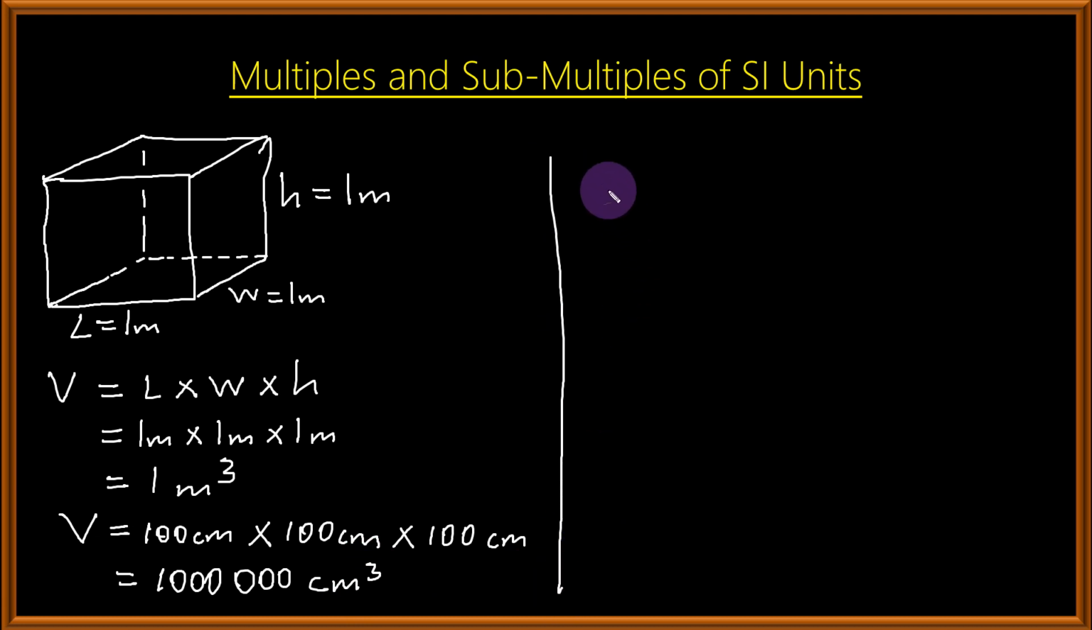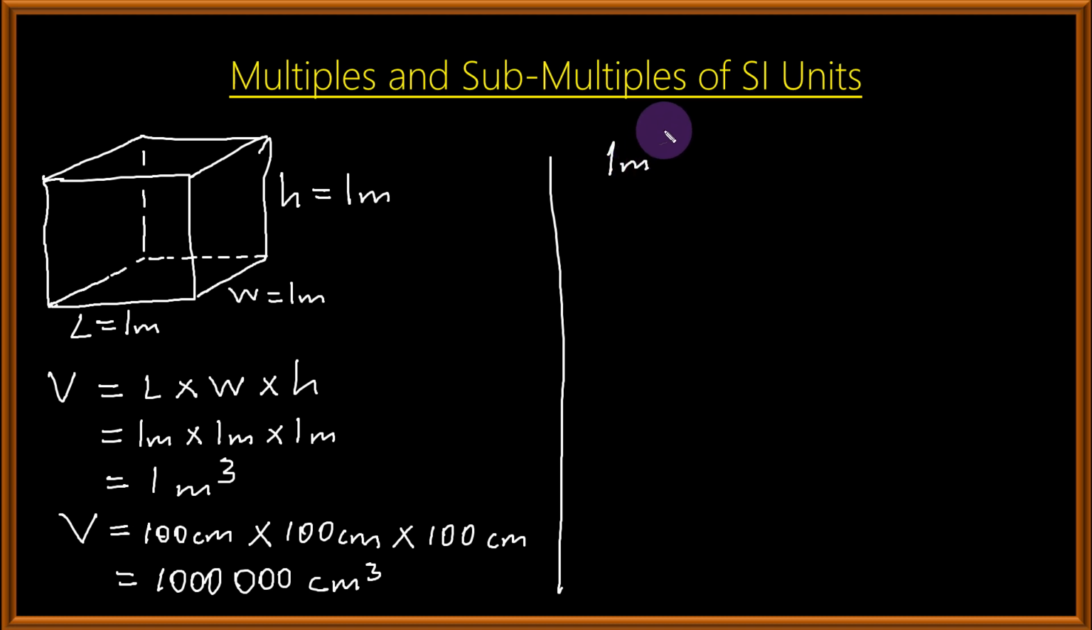Now at this point, I think you know what I want to do next. I have worked out the volume of this cube in meters cubed. I've worked out the volume of the same cube in centimeters cubed. And because we are talking about the same shape, the volume of this cube in meters cubed is equal to the volume of the same cube in centimeters cubed. That means that this 1 meter cubed is equal to 1 million centimeters cubed.